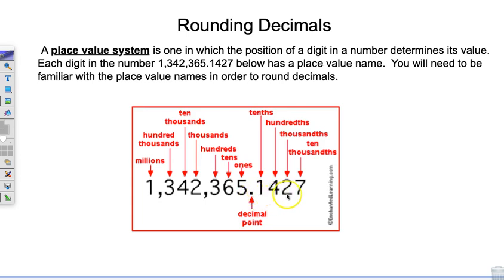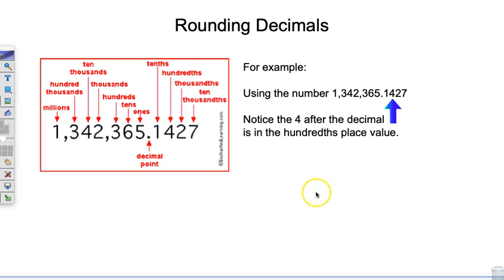by 1427. When we round decimals, it's very important that you find the decimal place value and then you pay attention to the directions so you know where you're rounding to. So let's take a look at this number again, and to be sure that everyone understands that each of these has a name, we're going to take a look at this 4.